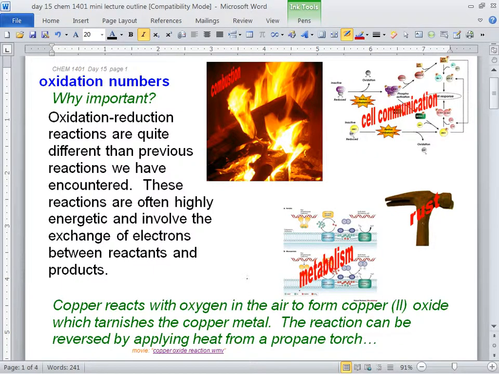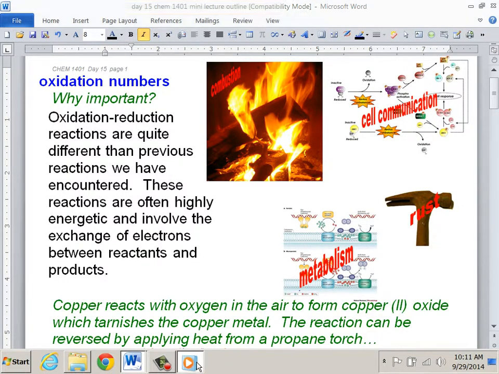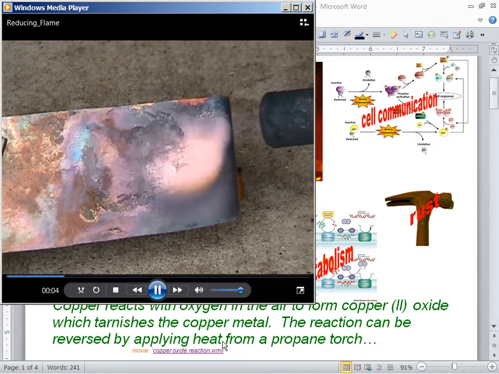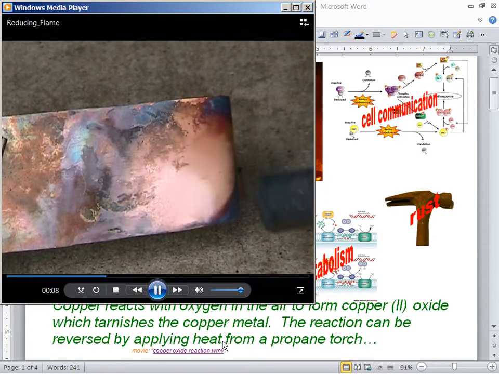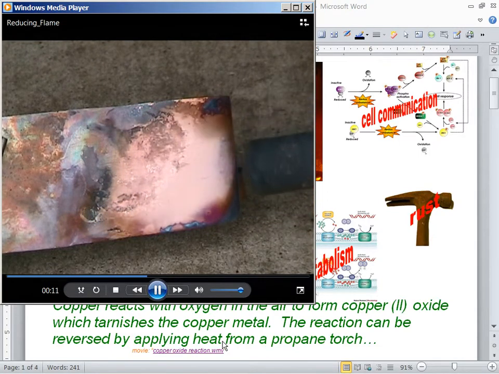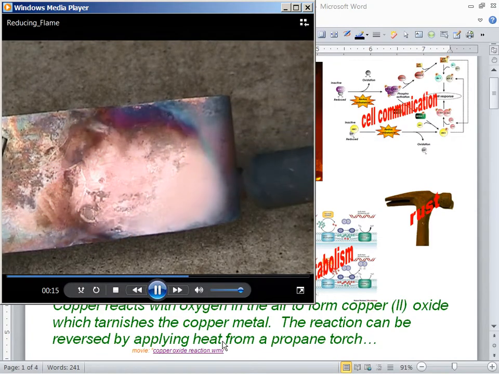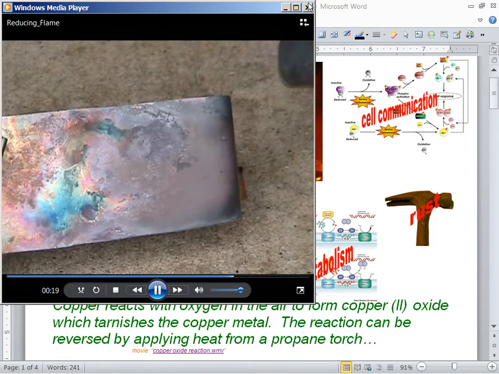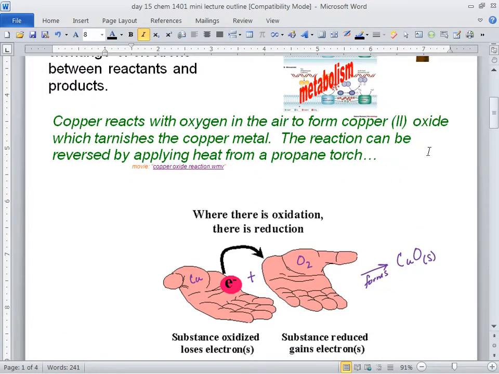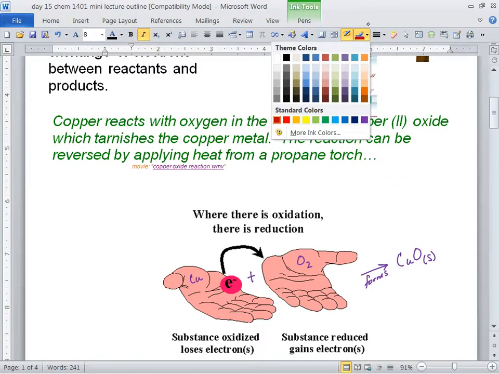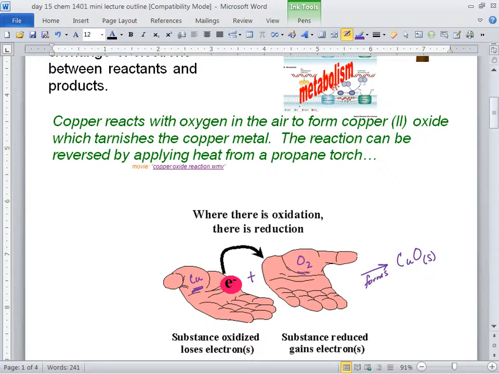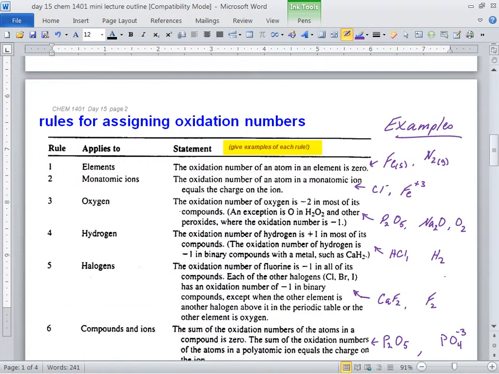So here's a kind of a lame movie, but that's all I really have. All they're doing is showing that copper reacts with oxygen in the air. You can reverse the reaction by heating it up a lot and getting that nice shiny copper back again. And that's an electrochemical reaction. There's an exchange of electrons. The copper and the oxygen are the reactants. The copper is giving up its electrons to the oxygen, and it makes copper oxide. So one reactant's giving up electrons, the other one is accepting them. And that's the foundation for what we're really doing.